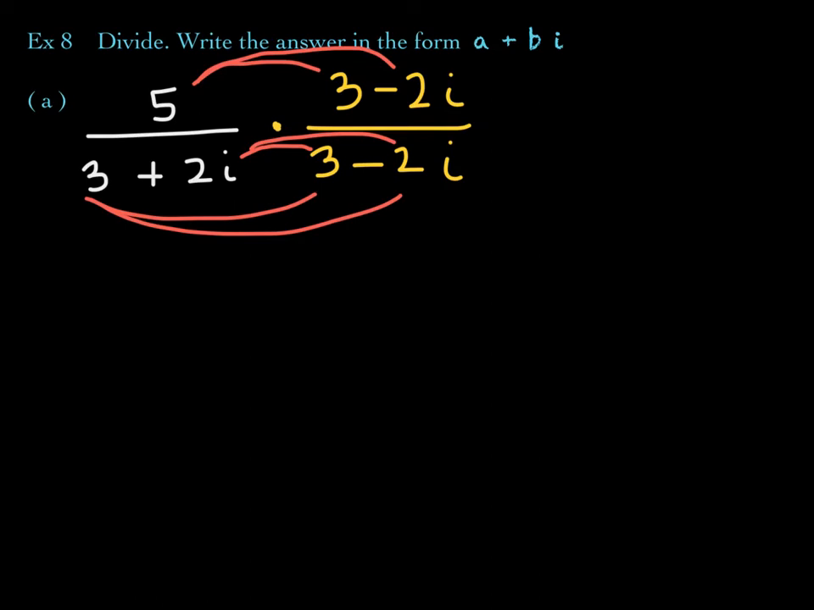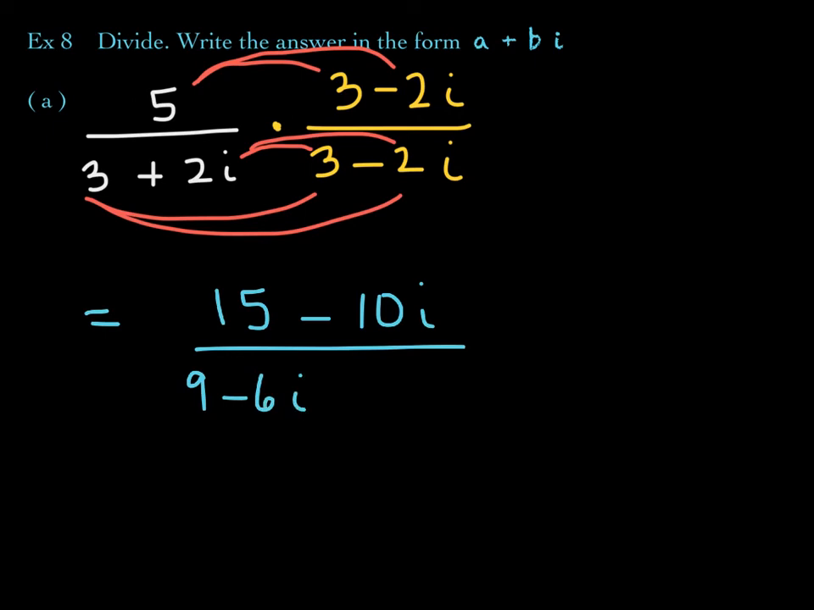So then you're going to get 5 times 3 in the numerator, which is 15. You're going to get 5 times negative 2i, which is negative 10i. That's the numerator. Now the denominator, 3 times 3 is 9. Now 3 times negative 2i is negative 6i. 2i times 3 is positive 6i. And then 2i times negative 2i is negative 4i squared. Now this is the part I feel like is a waste of time. We expected those to cancel. So I feel like I could have saved myself a little bit of work here.